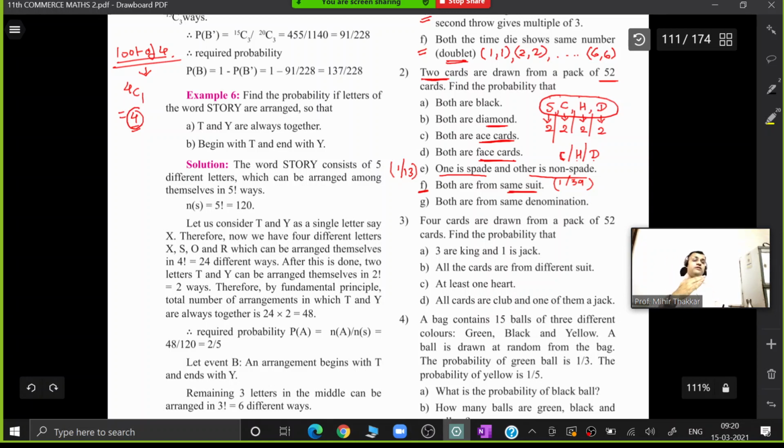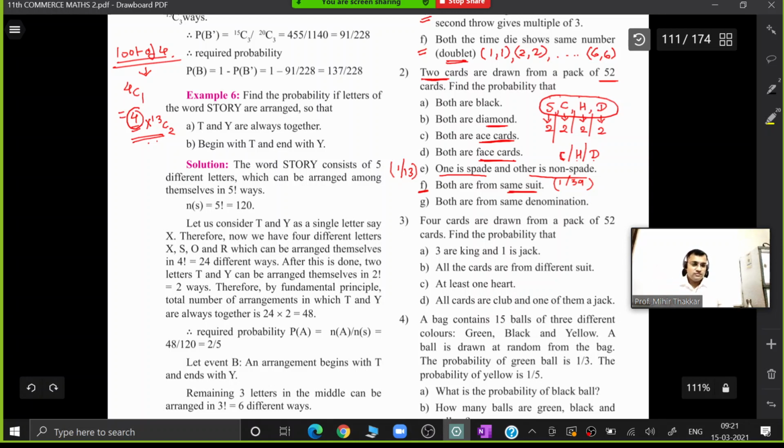Now, once any one of the 4 suits is selected, any 2 cards can be drawn out of that suit. Each suit has 13 cards, as we have seen in the very beginning. Therefore, any 2 cards out of the 13 can be selected in 13C2 ways. So we just have to multiply these both numbers: 4 into 13C2. Now why am I multiplying? I will explain that to you when I am writing the solution. Let us write the solution now.